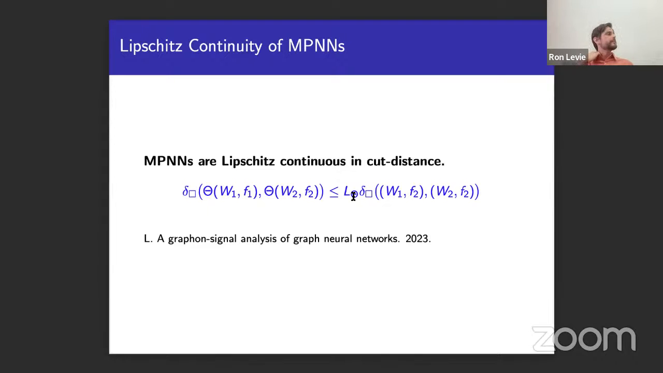Okay, the way to prove it is somehow you look at the types of operations that you do when you pass messages, and somehow they look similar to the types of operations that you do when you compute cut distance. And from this you can prove Lipschitz continuity. So now we have two good properties. First of all, the input space of message passing networks is compact, and on the other hand, message passing networks are Lipschitz continuous.